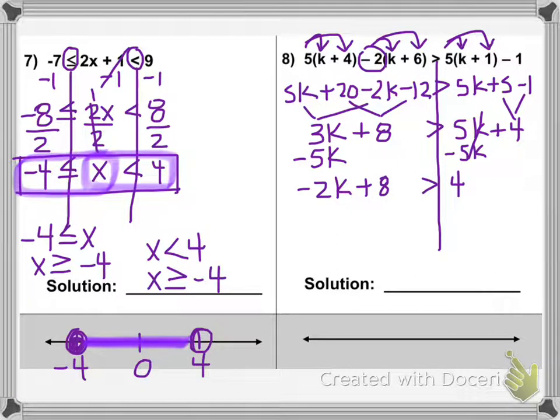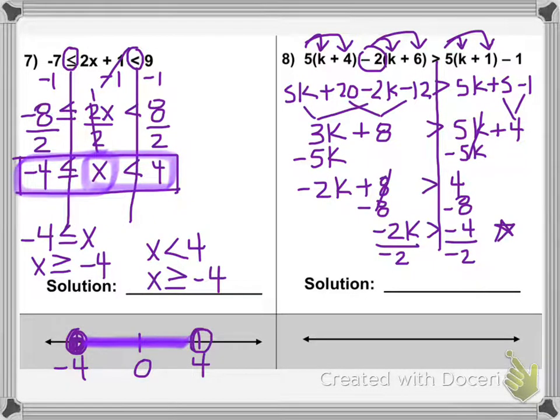Now we want to move our constants to the other side. To move that 8 over, we're going to subtract it because it is positive. 8 minus 8 is 0, so I've got negative 2k on the left is greater than 4 minus 8 is negative 4 on the right. Last step is get rid of that negative 2. To get rid of that, I have to divide both sides by a negative 2.